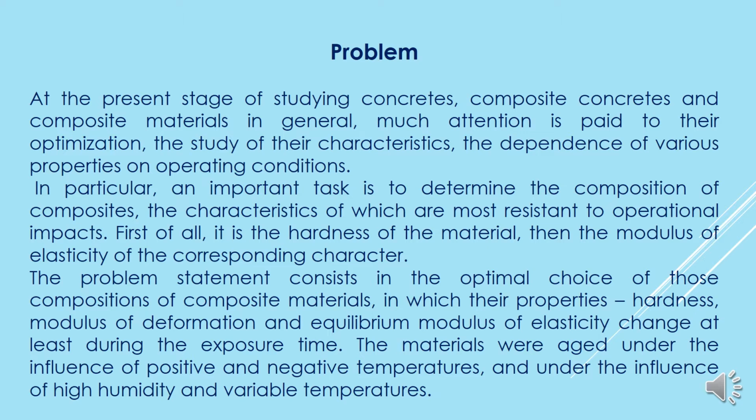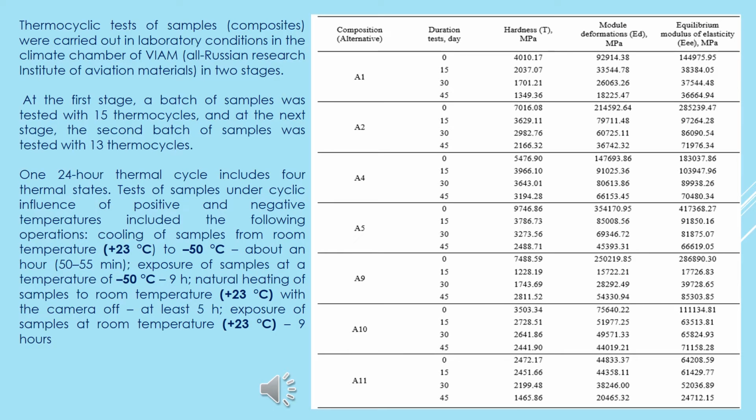The materials were rated under the influence of positive and negative temperatures, and under the influence of high humidity and variable temperatures. Thermocyclic tests of composite samples were carried out in laboratory conditions in the climate chamber of VIAM, the All-Russian Research Institute of Aviation Materials, in two stages. At the first stage, a batch of samples was tested with 15 thermocycles, and at the next stage, the second batch of samples was tested with 13 thermocycles.